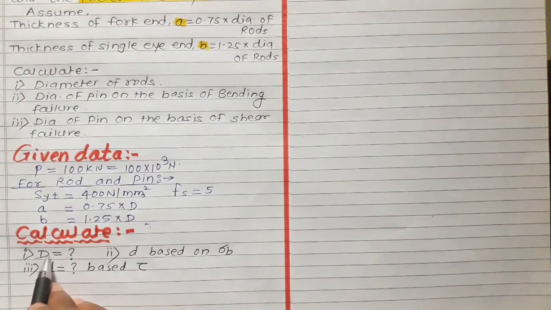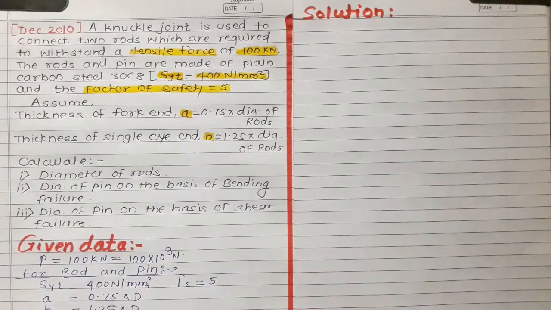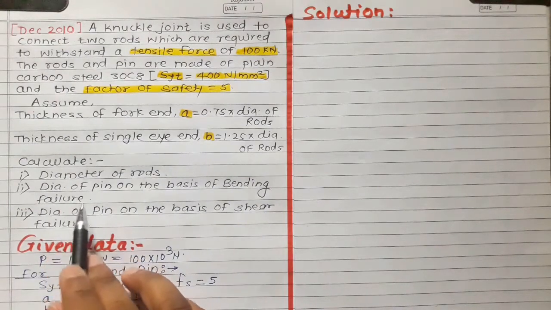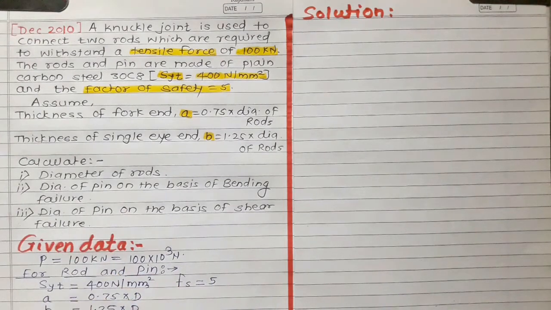So this is the first point that we have to calculate, diameter of rod. Second, diameter of pin on the basis of permissible bending stress, and third, diameter of pin on the basis of permissible shear stress. Now let us start with the solution. In the solution, first of all we have to calculate the permissible stresses for rod and pin, because we have to find the diameter of rod and diameter of pin.